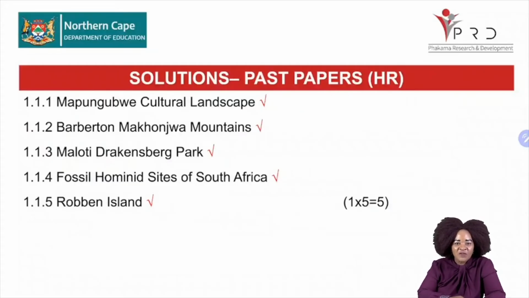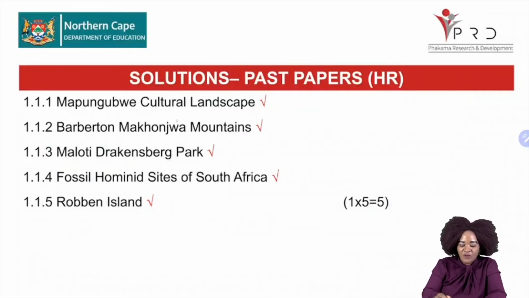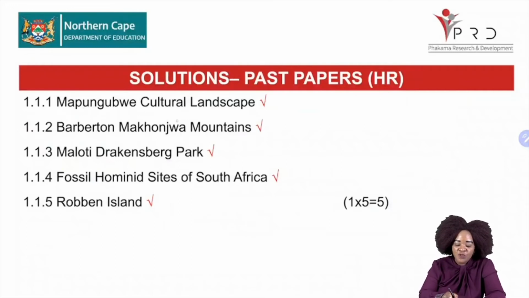So that picture of a golden rhino is associated with Mapungubwe Cultural Landscape. You know that, grade 12 learners, and I want to believe that you got that 1 mark already.